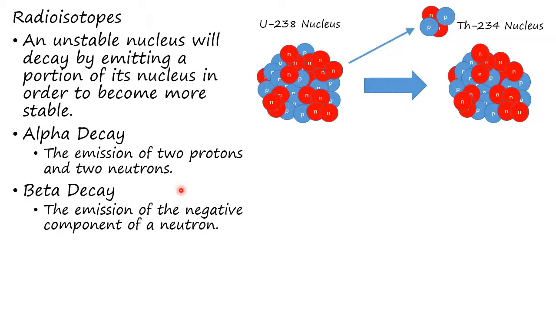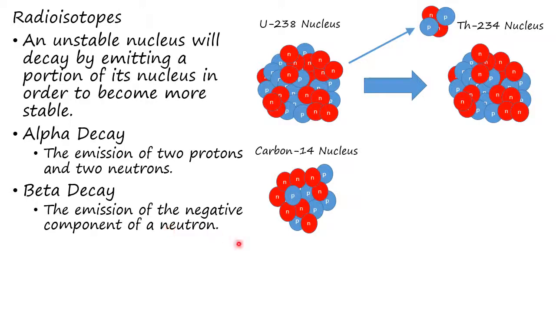The second type of decay is what we call beta decay. Beta decay is the emission of a negative component of a neutron. I know we think of neutrons as having no charge, but in reality they have both positive and negative charge that seem to cancel each other out. So when the negative component of a neutron is released, a neutron essentially becomes a proton. For smaller atoms with uneven proton to neutron ratios, this will adjust that proton to neutron ratio to achieve stability.